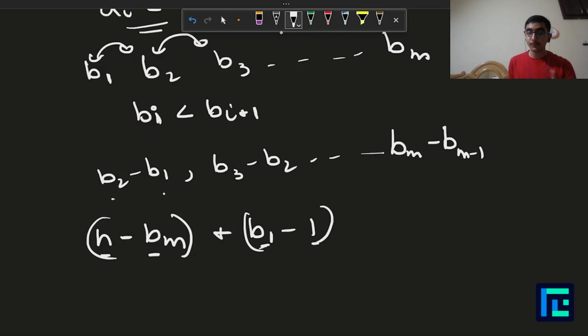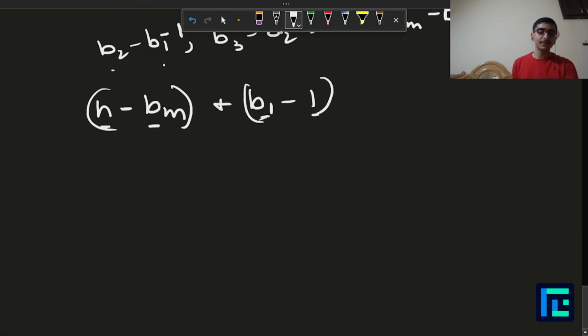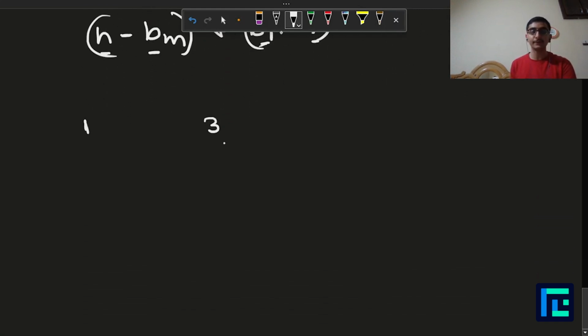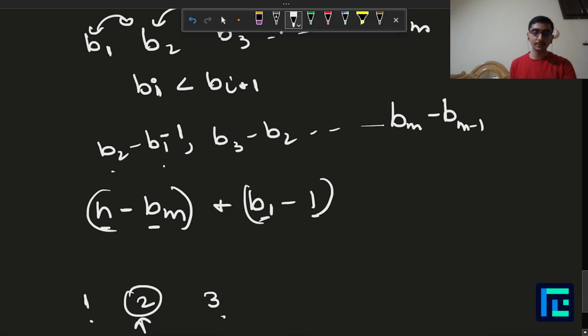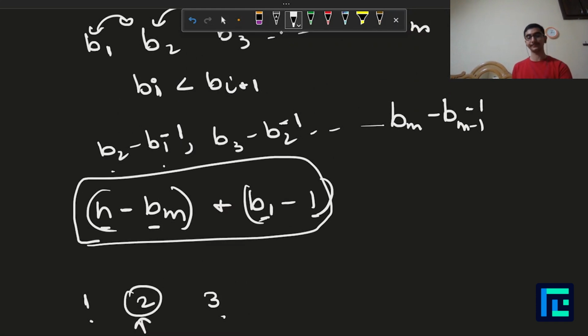So the number of uninfected houses initially between them would be b2 minus b1 minus 1, right? Because let's say 1 and 3 are both infected, so the number of uninfected houses between them is only 1 house, right? So that would be 3 minus 1 minus 1. So remember here, everywhere I have to put a minus 1, except this place. This is already covered, I don't need to do anything.